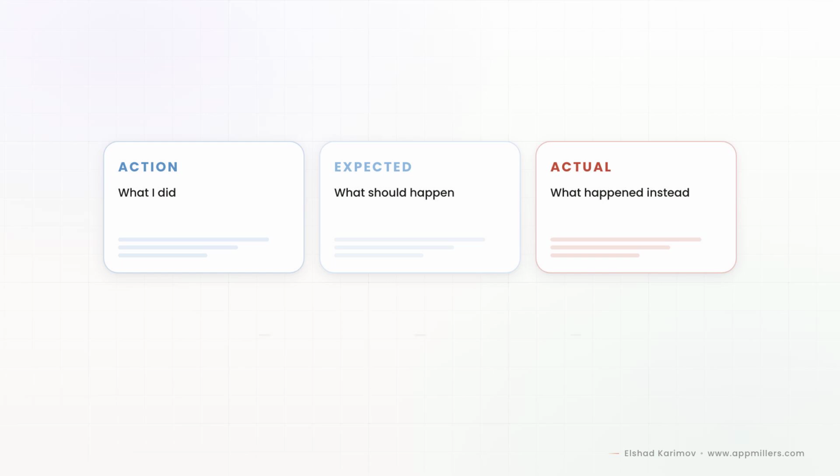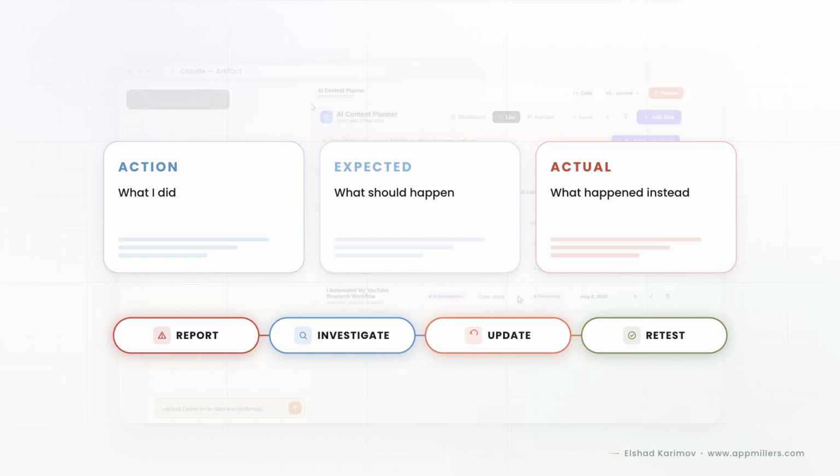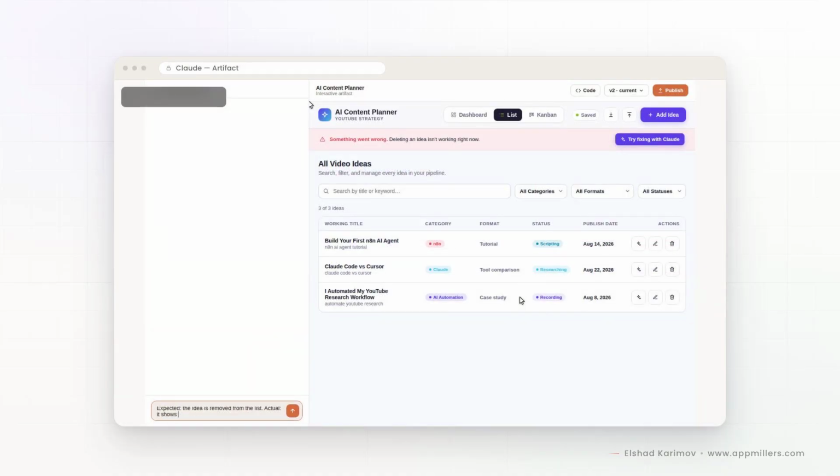Here's an issue. When I press this action, I expect this result, but the application behaves differently. Instead of asking Claude to fix everything, I will describe the exact action, the exact behavior, and what happened instead. That gives Claude enough information to investigate the correct path of the application.